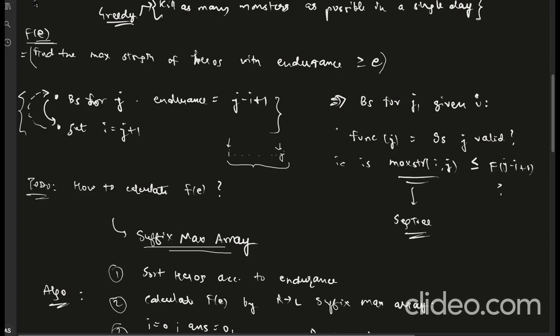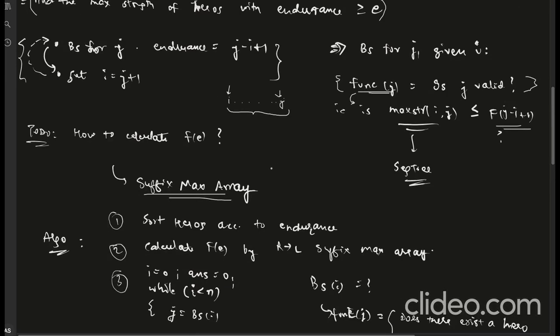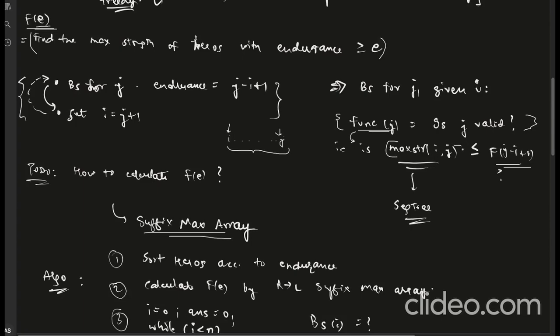Now, the function in the binary search, we'll call it func, where func(j) returns whether index j is valid, that is, whether the range i to j is valid. The logic for this is that the maximum strength of monsters in the range i to j is less than or equal to F of j minus i plus 1, where F is the endurance array we made. Now it is easy to see why this works. We'll answer these range maximum queries with the help of a segment tree.